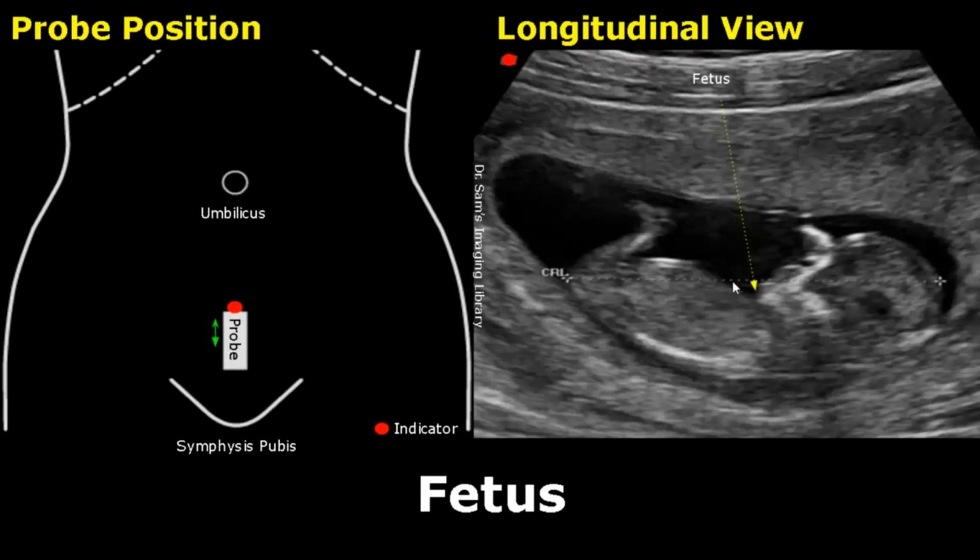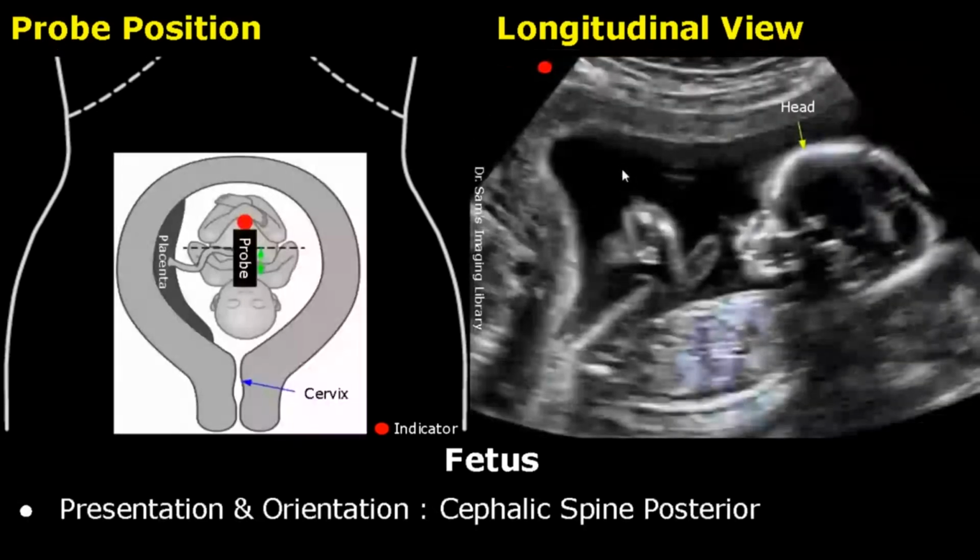In a longitudinal plane, the right side of the image is towards the cervix and the left side of the image is towards the fundus. On the left side is an image that shows us the position and orientation of the fetus within the uterus. It also shows the probe placement. And on the right side is the image formed when we place the probe in this manner. We can find out the fetal presentation and orientation.